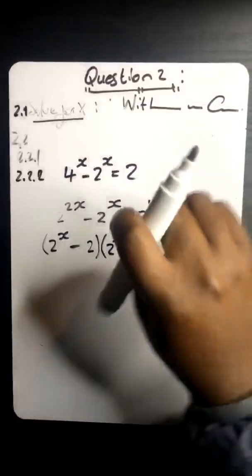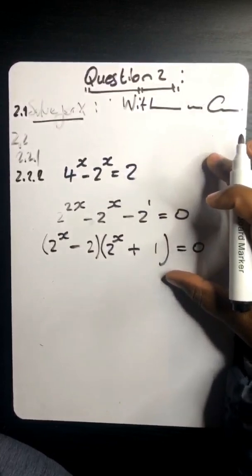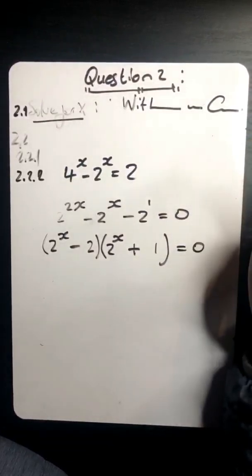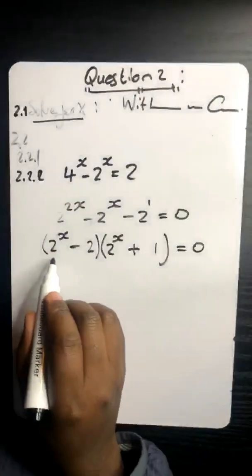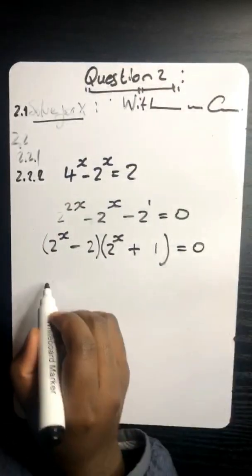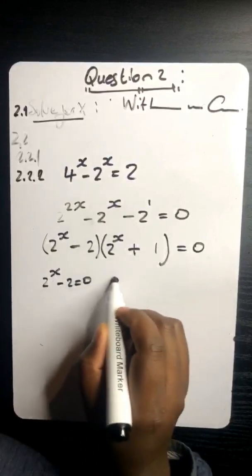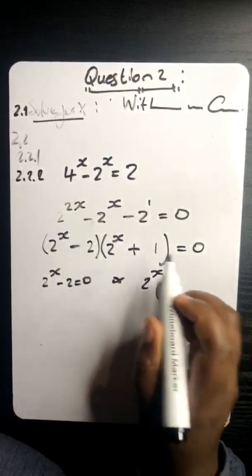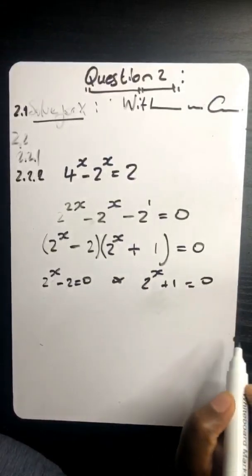So can you see, guys, it's not easy to teach this type of problems, but whenever I have a chance to do it, just make sure that you listen very carefully and try to apply the same approach in case you get it again. So once you factorize, you just equate to 0: 2 to the exponent x minus 2 equals 0, or 2 to the exponent x plus 1 equals 0.